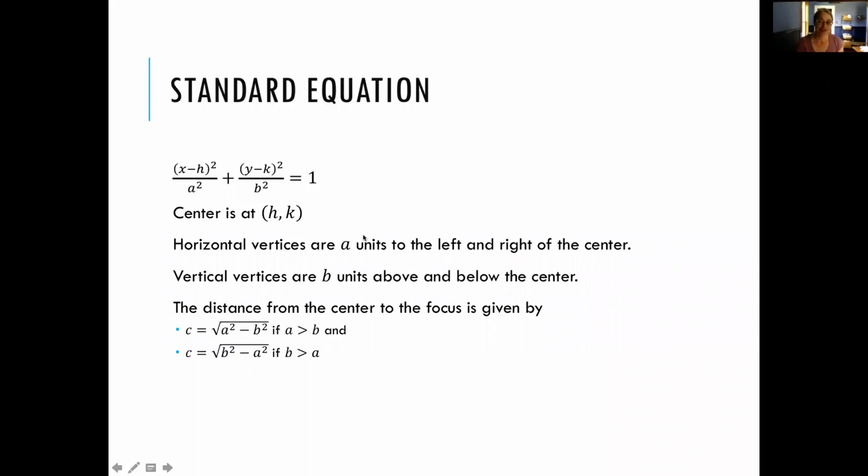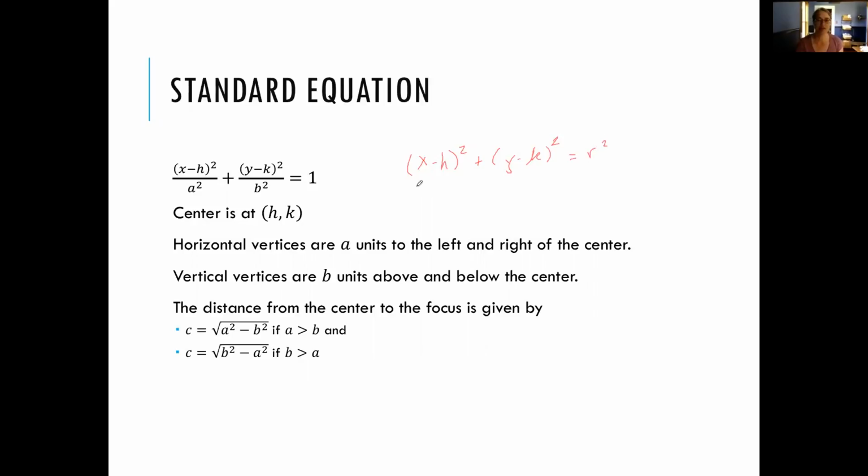The standard form for the equation of an ellipse is x minus h squared divided by a squared plus y minus k squared divided by b squared is equal to 1. Now, I want you to compare this to the equation for a circle, x minus h squared plus y minus k squared equals r squared.